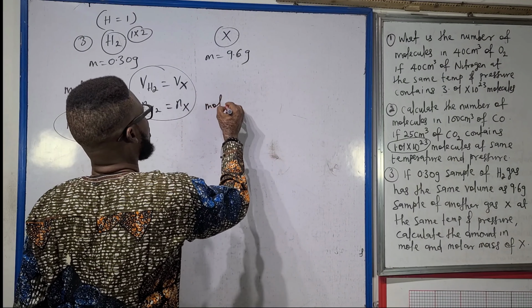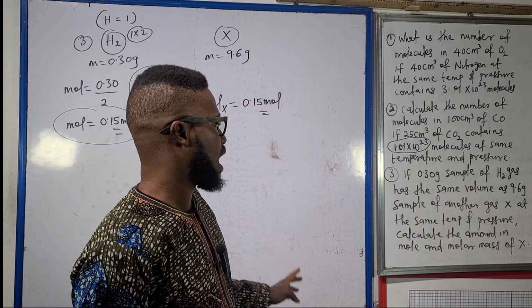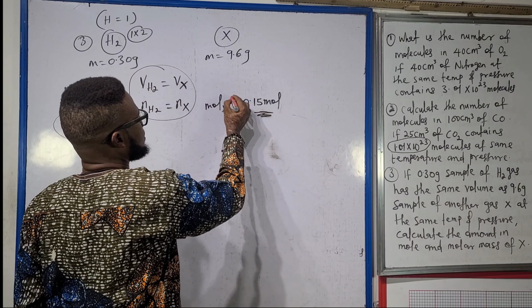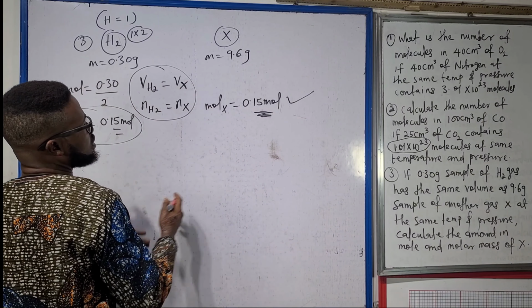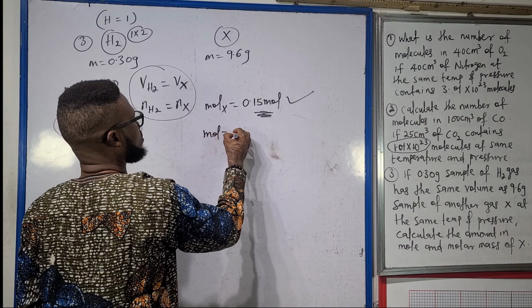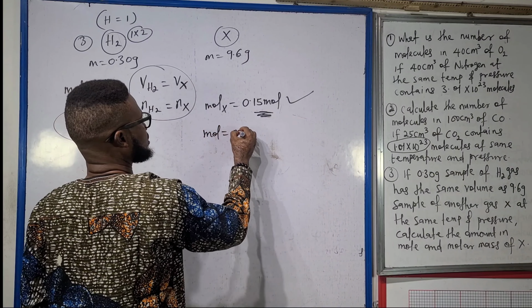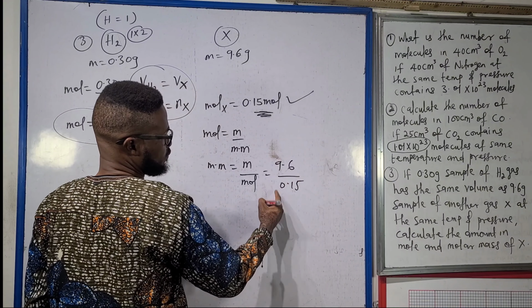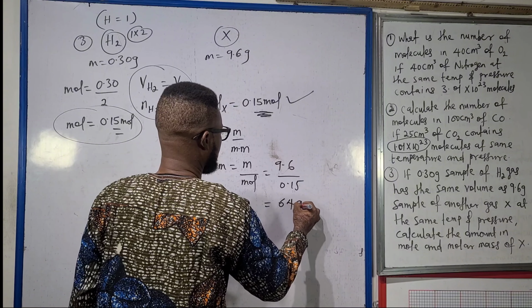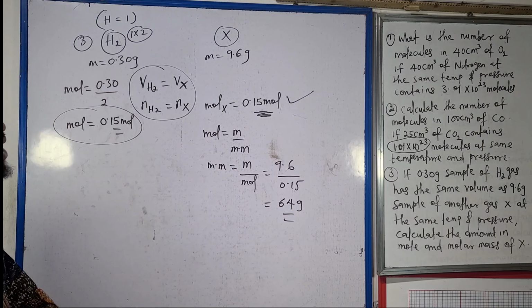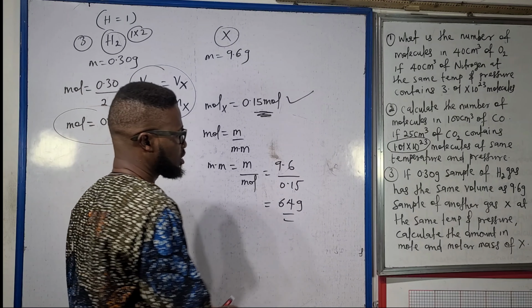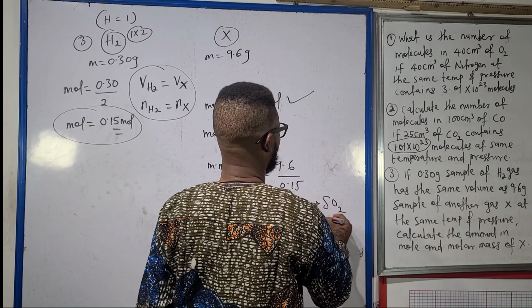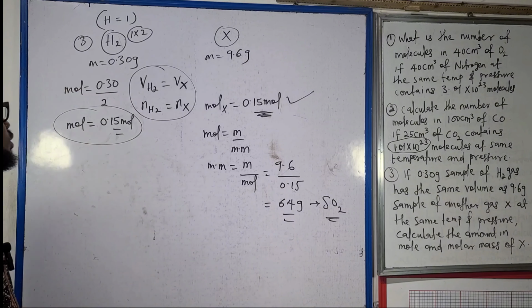So I was told here, calculate the amount in mole and molar mass of X. So this is the amount in mole of X. And if you're telling me to calculate the molar mass of X, recall that mole equals mass over molar mass. So the molar mass of X is going to be mass over mole. So this means 9.6 divided by 0.15, and this is going to give us 64 gram. Of course, that is the molar mass of gas X, and that's looking more like SO2, because SO2 has a relative molecular mass of 64.